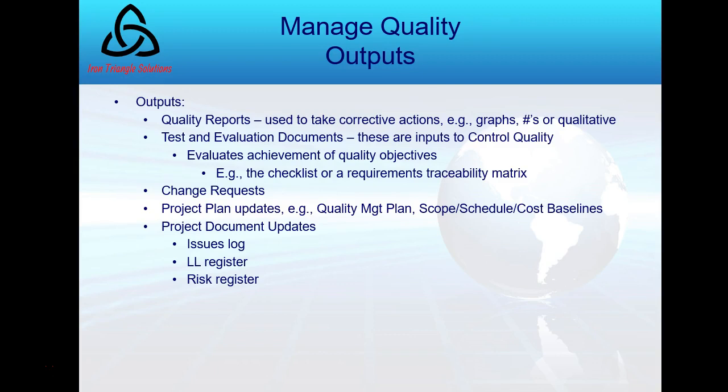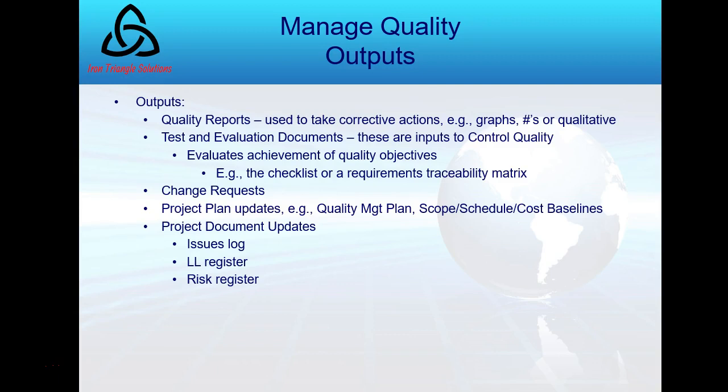So in outputs of managed quality, there are quality reports, which are graphical, numerical, or quantitative, and you use them to take corrective actions. Test and evaluation documents are referred to. These are inputs to control quality processes that are used to evaluate and achieve quality objectives. Okay? They may include checklists that you've developed or a requirements traceability matrix, for example, things like that.